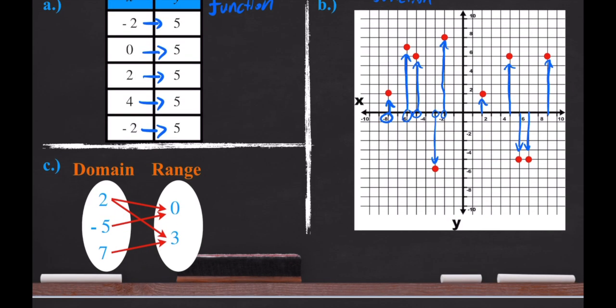In part C, we have the domain, we have the range. Notice that 2 goes to both 0 and 3. Because 2 goes 2 spots, this is not a function. We don't know where 2 goes. We do not know if it goes to 0 every time or if it goes to 3 every time. We know that a function would go to only one output. We know that the function of the domain would only go to one element in the range.